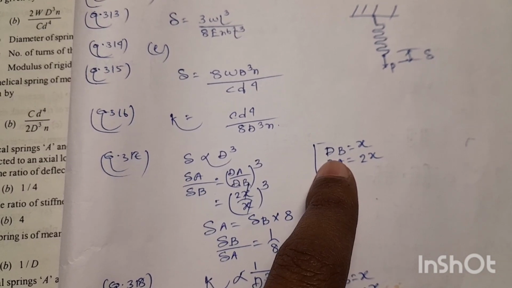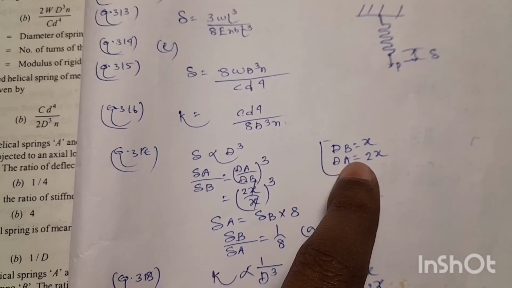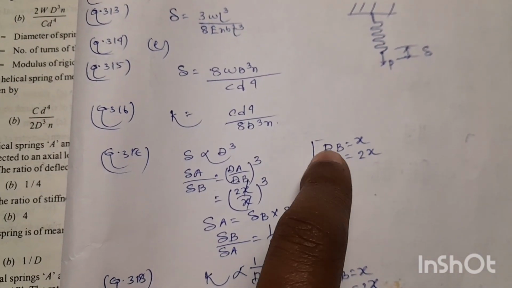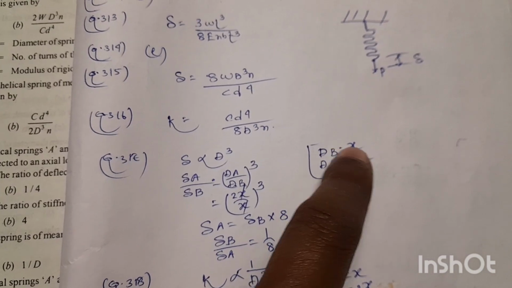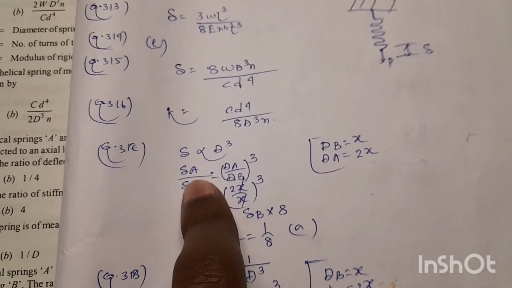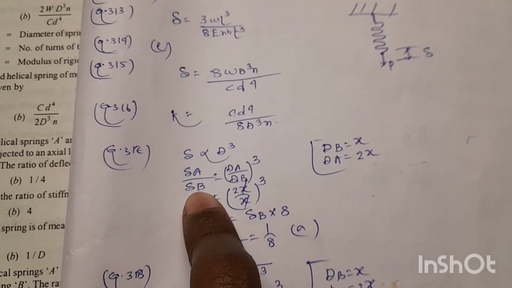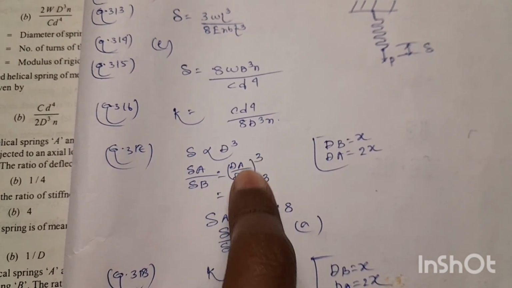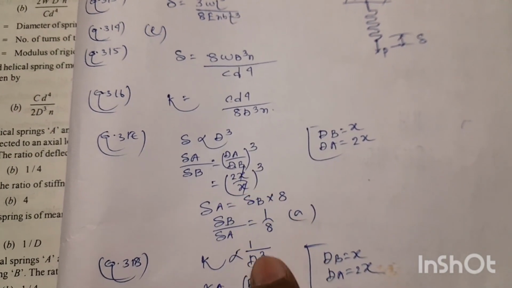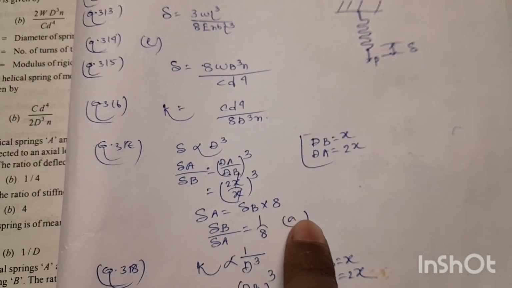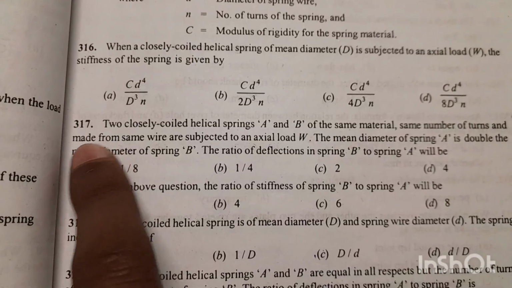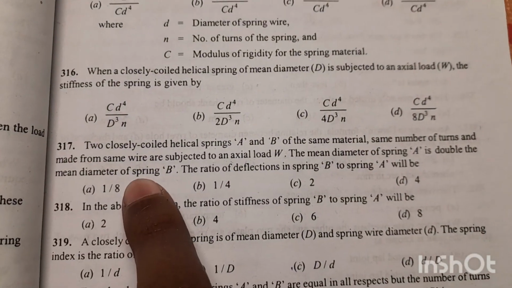So two springs are given. The mean diameter of spring A will be double that of spring B. If we say the mean diameter of spring B is x, the diameter of spring A will be 2x. If we take the ratio del A divided by del B, it will be equal to dA by dB whole cube, and if we calculate, del A equals del B into 8, or del B by del A equals 1 by 8. So for question number 317, option A is the right answer.